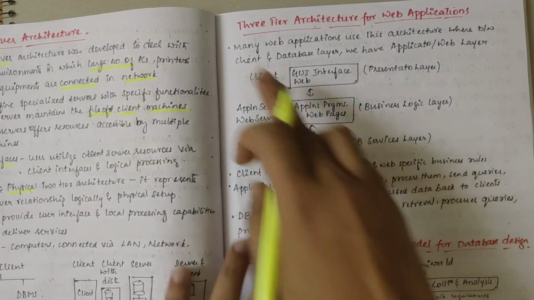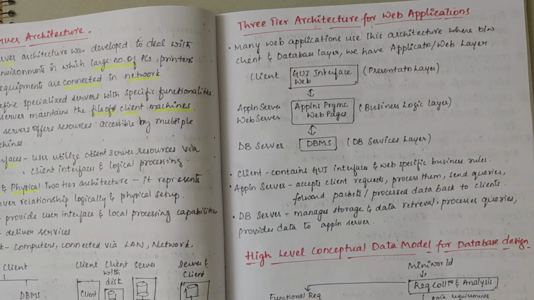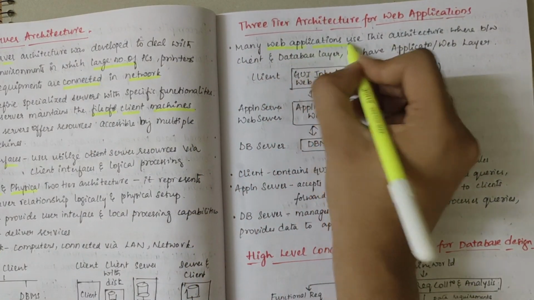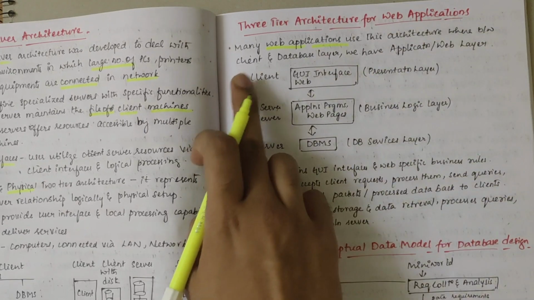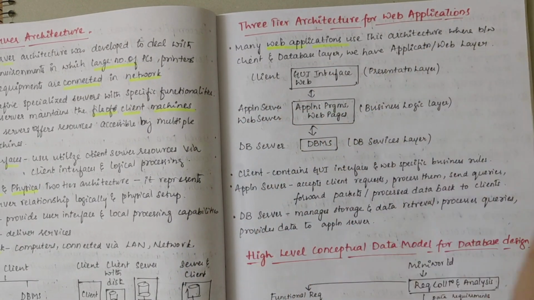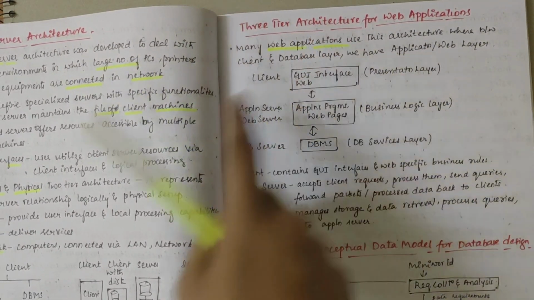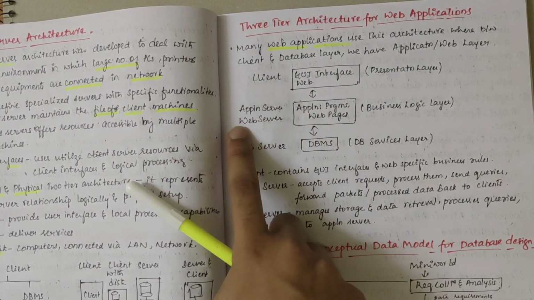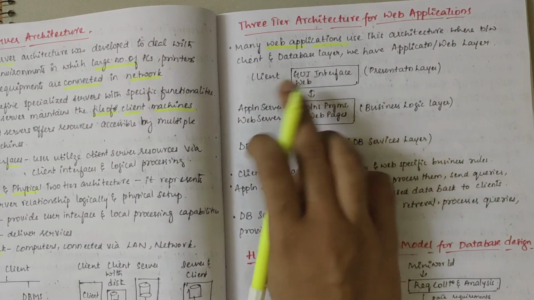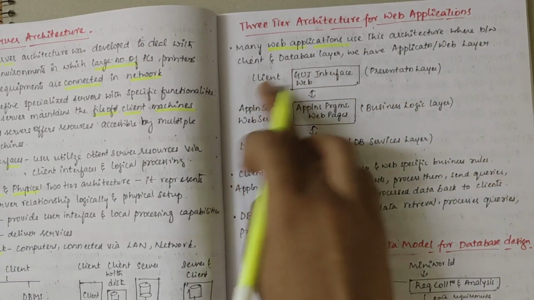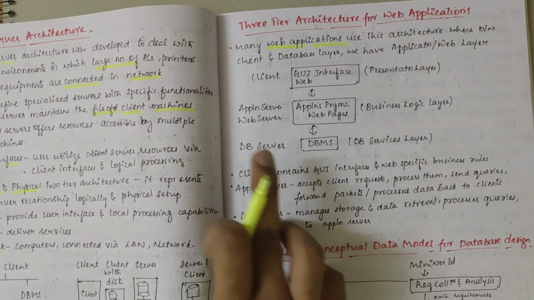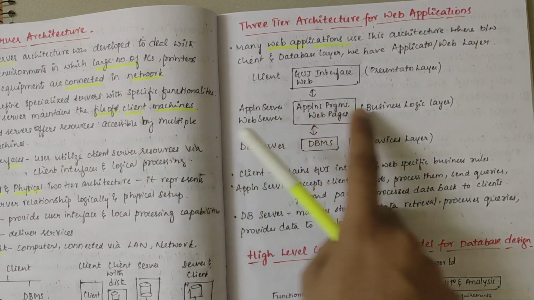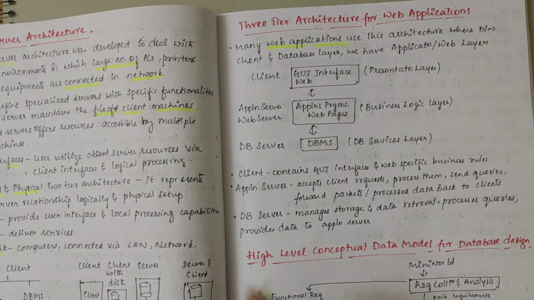Moving on to the next, we have a three-tier architecture for web applications. Many web applications use this architecture between the client and database layer. We have an application layer. So that's about three-tier. In the two-tier, we had client and server, but here we have an application server or web server also. The client is also called the presentation layer. A database server is called the database services layer. The application server, web server is called the business logic layer.